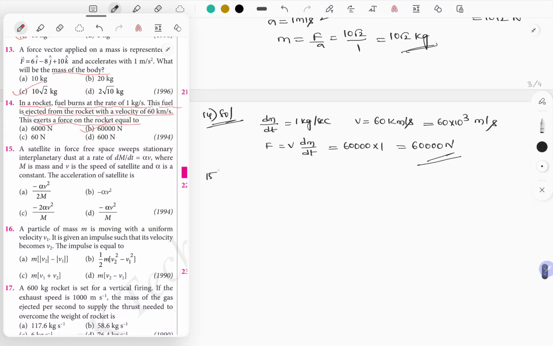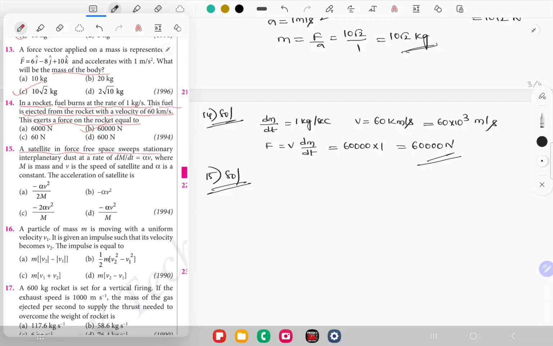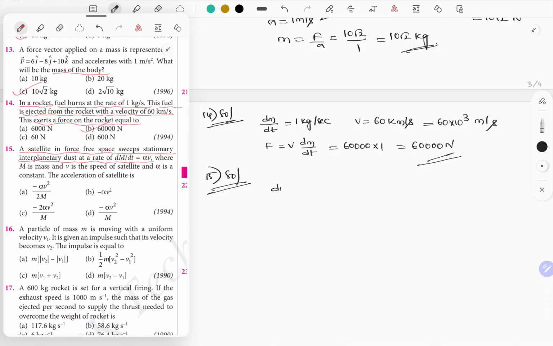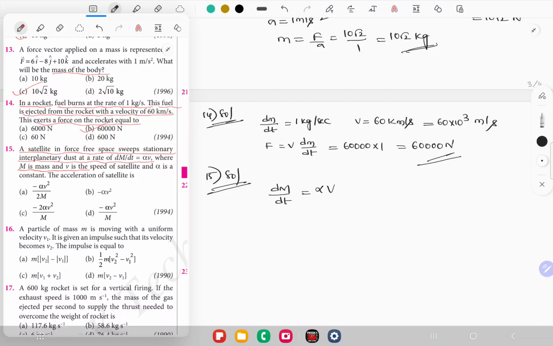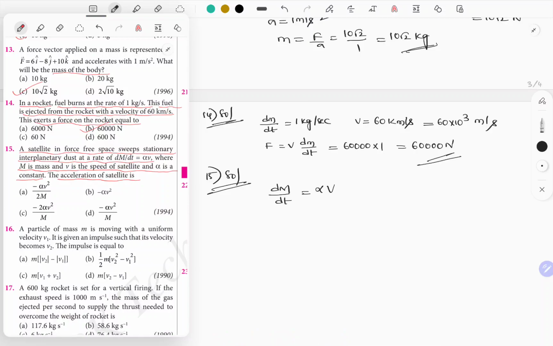Next, question number 15 solution. A satellite in a force-free space sweeps stationary interplanetary dust at the rate of dm by dt, which is equal to alpha into v. Very good. Dm by dt is given as alpha into v. This is the rate of change of mass. So what is the force formula for retarding force? Where m is mass, v is the speed of satellite, and alpha is a constant, the acceleration of the satellite. Super. They are asking for the acceleration of the satellite.